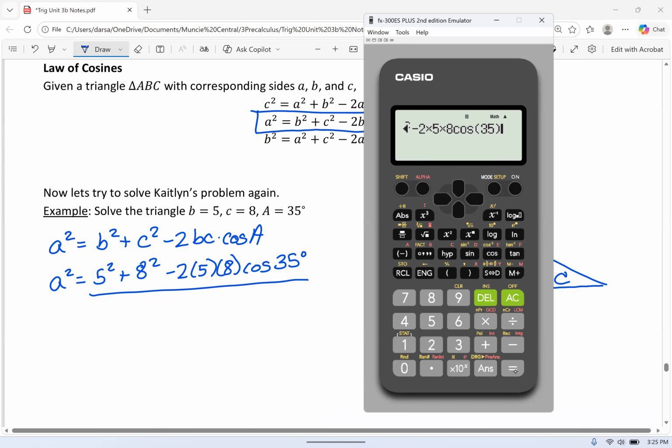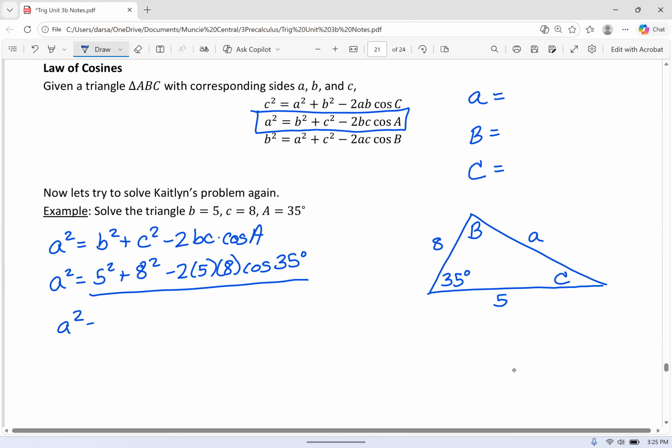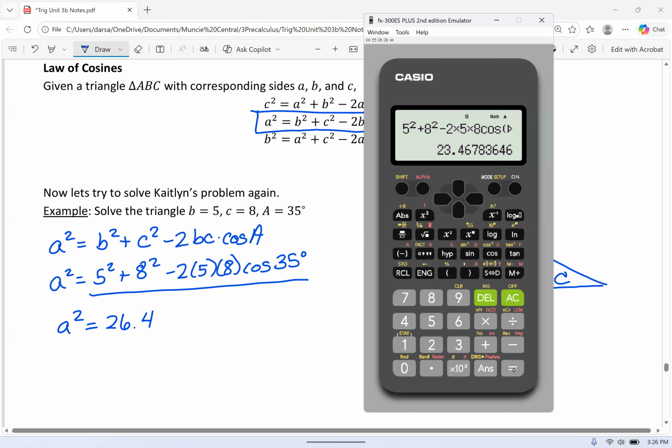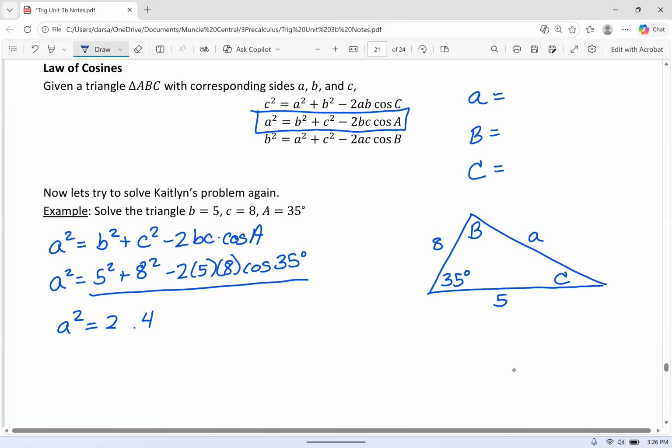Don't forget to make sure you're in degree mode, and we get 23.4678 and a lot of decimal places. So a squared is 23.4678, blah, blah, blah. And that number is just going to keep going forever.